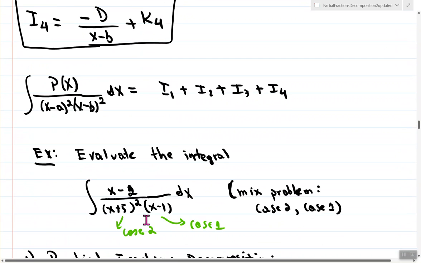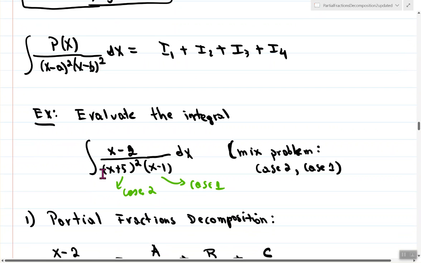So let's go to an example. Here we are asked to evaluate the integral of x minus 2 over quantity x plus 5 squared times quantity x minus 1 dx. So this is a mixed case. When you look at quantity x plus 5 squared, that makes it case 2. But x minus 1 is just case 1. So you have a mixed case problem.